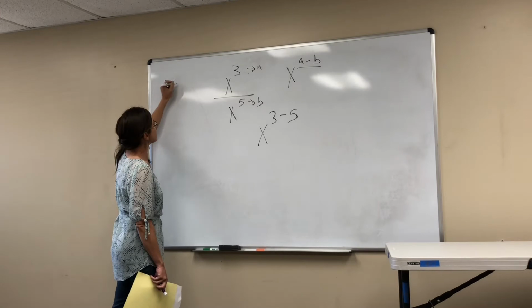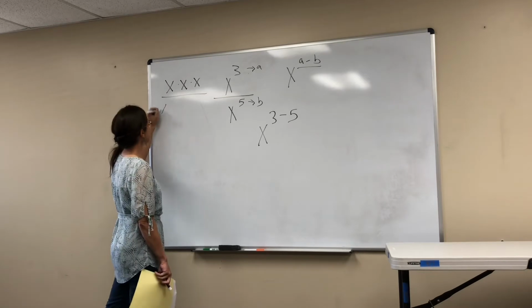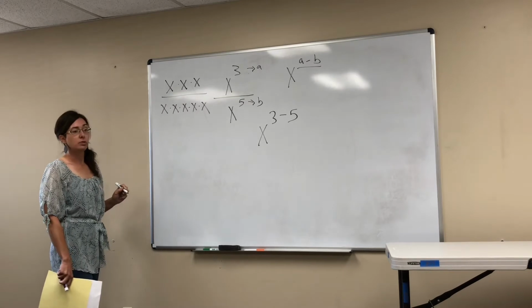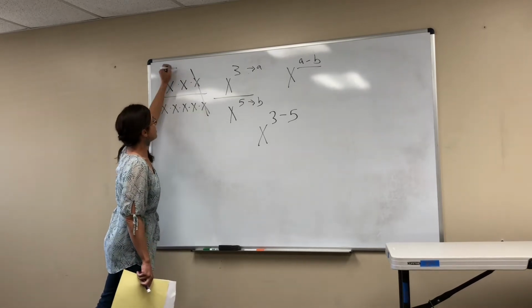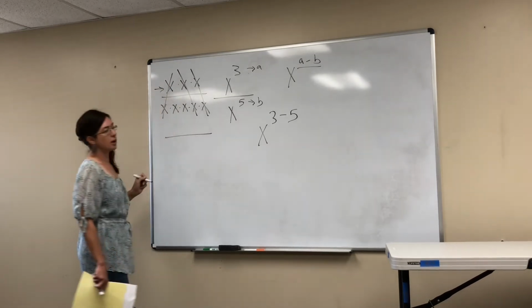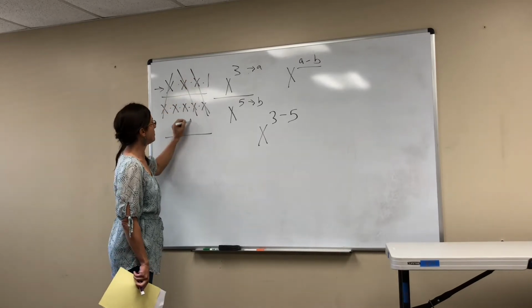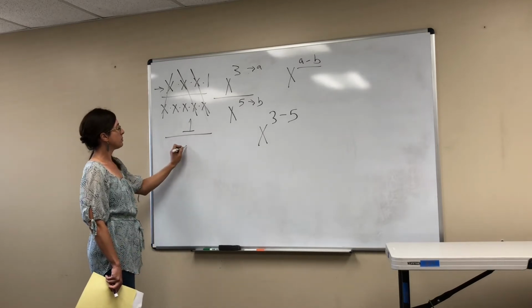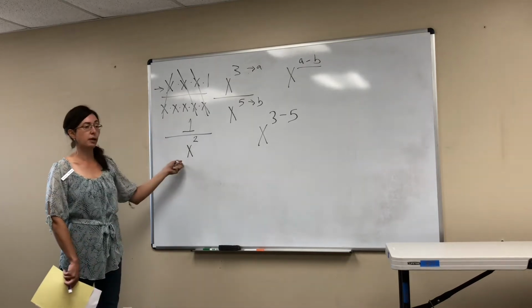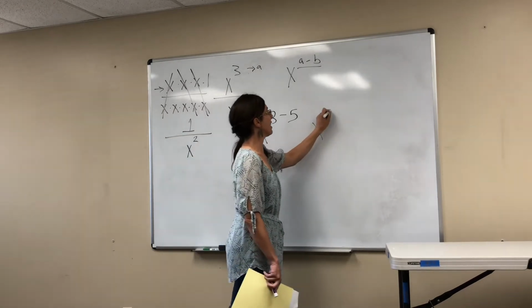We have x times x times x on the top, correct? X cubed. X to the 5th. 1, 2, 3, 4, 5. The goal is to get rid of the ones. 1, 2, 3. What are we now left with on the top? 1. What are we left with on the bottom? 2. X squared. Right? Because I have 2 x's on the bottom. Yes. So when we look at this, and I have x, 3 minus 5, I get x to the negative 2.